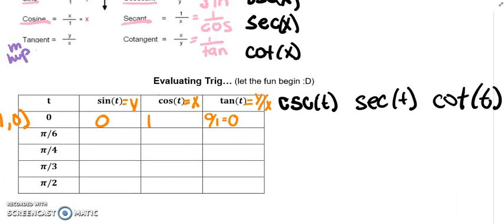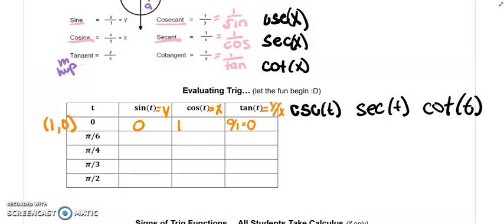So for us to finish off the other 3 trig functions for 0, for cosecant, we need to do 1 over y, or you can just do the reciprocal of sine. Right now we have sine is 0, and so we want the reciprocal of that, so we're going to stick a 1 over it, and 0 on the bottom means it is undefined. Secant is the reciprocal of cosine, so 1 over 1 or 1. Cotangent is the reciprocal of tangent. Tangent was 0, and so again, you have 1 over 0, which is undefined.